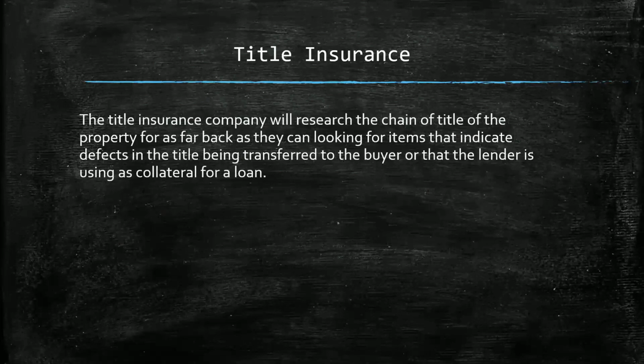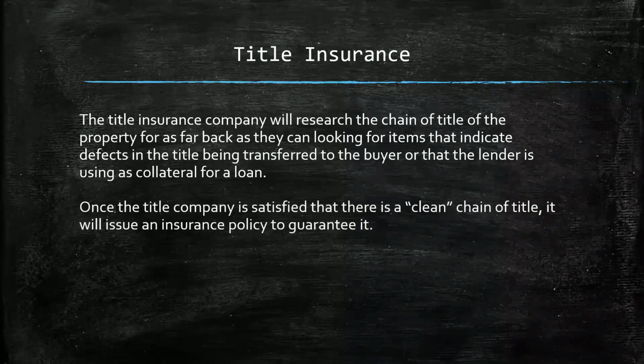The title insurance company is going to research the chain of title of the property every time that property has changed ownership. And they're going to look back as far as they can find records. They're going to look for things that might indicate a defect in the title that's being transferred to the buyer or that the lender is wanting to use as collateral for the loan. Once the title company is satisfied that there are no defects, that there's a clean chain of title, it will issue an insurance policy to guarantee that there are no defects in the title.